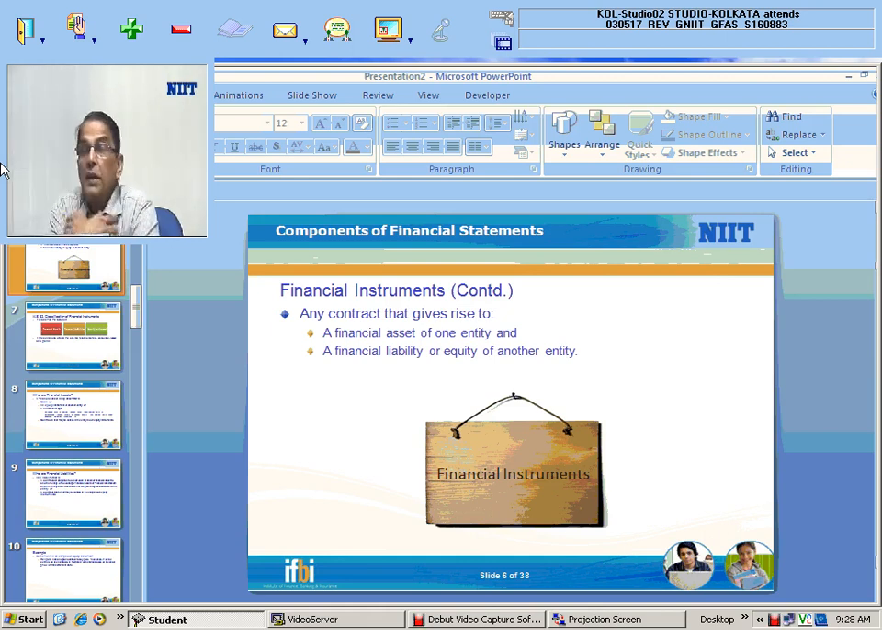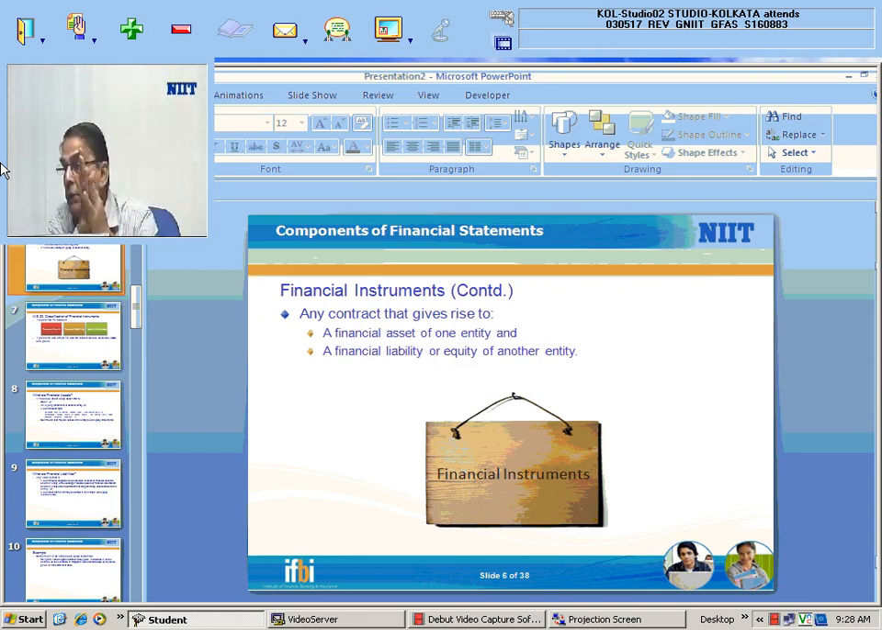An asset or liability need not always be contractual. So for financial instruments, the asset or liability is a contractual asset or liability, or the equity is a contractual one. But there could be assets or liabilities that are not contractual. So let's have an example of an asset or liability which is not contractual in nature. Can anyone tell me?